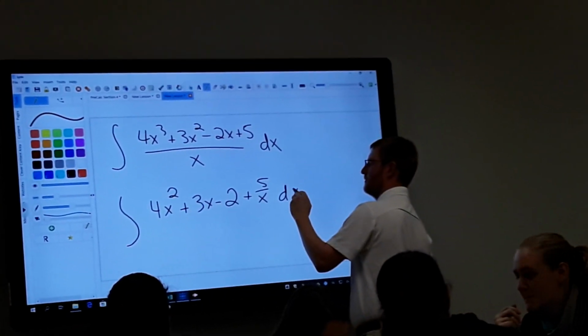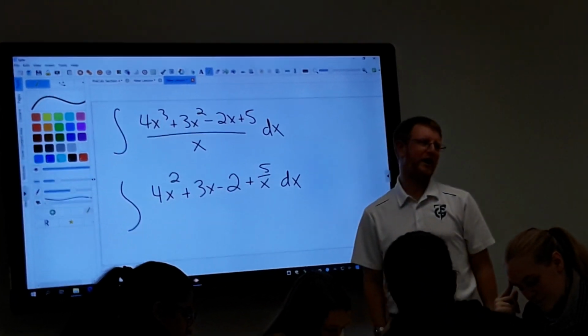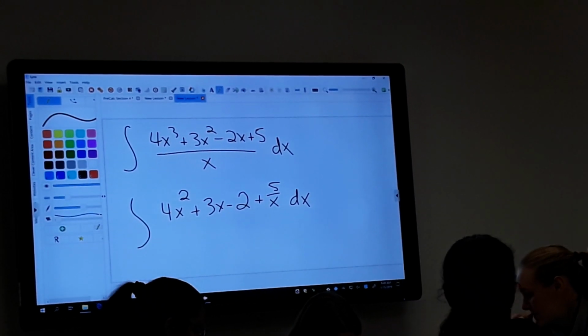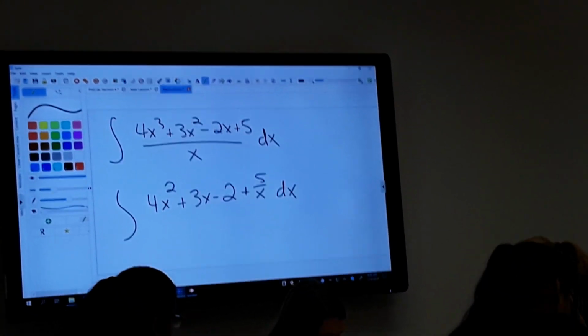You don't have to on this. There is no tabular unless it's integration by parts. This is a regular integration.